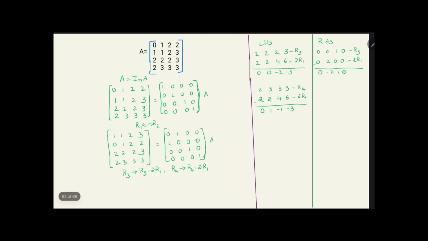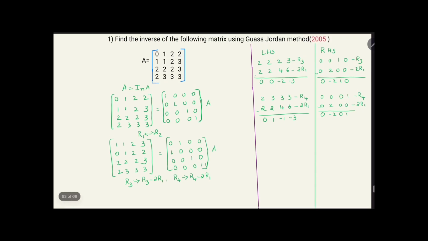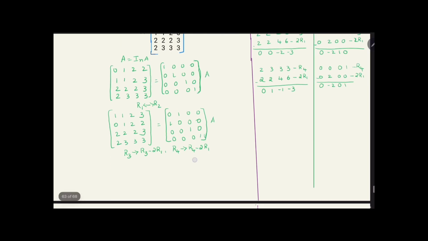Now, what is the second operation? It is for the fourth row. What is the fourth row for the right hand side matrix? It is 0 0 0 1. This is R4, and again I should multiply the first row with 2. That is 0 2 0 0. This is 2R1. Okay students, so I should subtract these two now. 0 minus 2, 0 and 1. Now I will replace these two rows with the values I got.